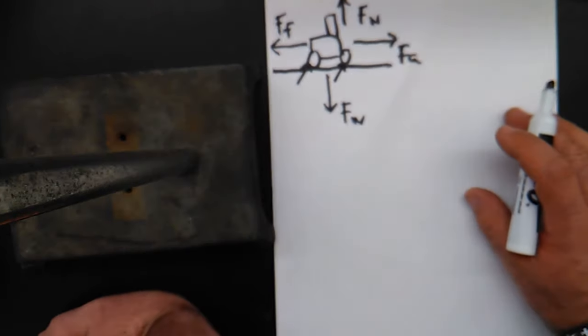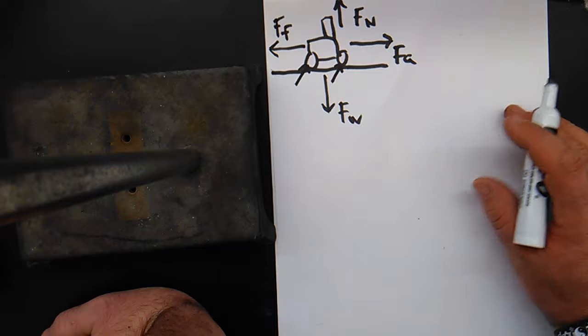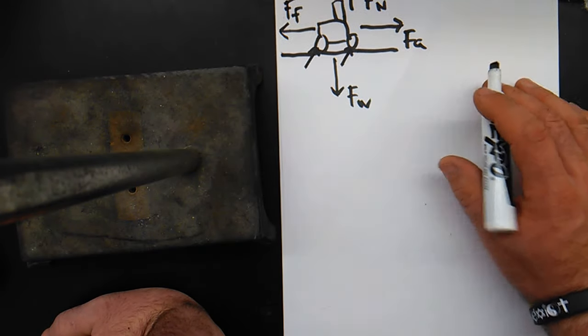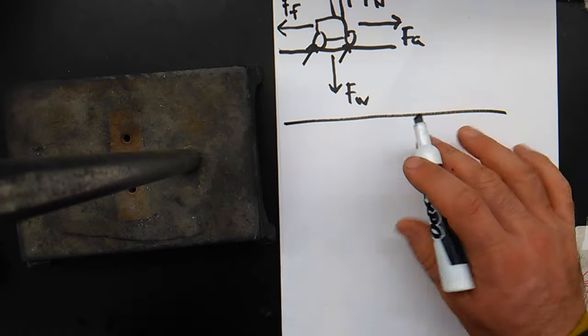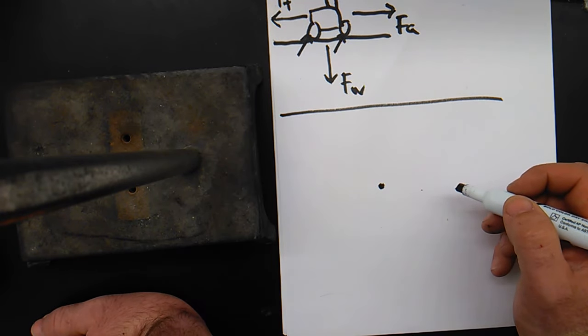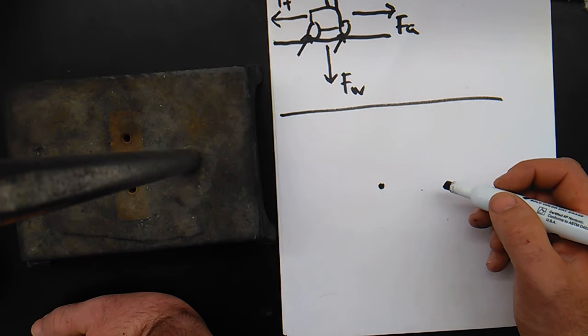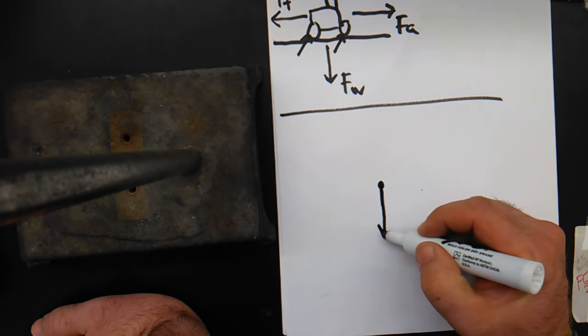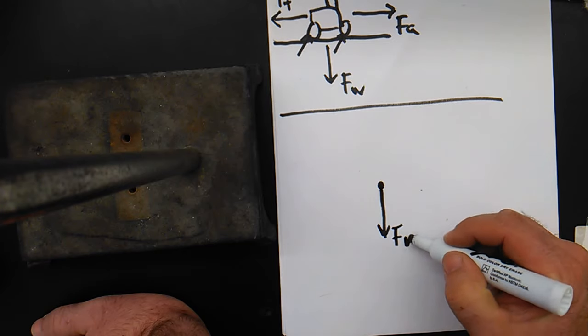So rather than drawing a picture of the car, what we do for a free body diagram is we just draw it as, I'll do it underneath, a dot. The car is a dot. And all you're going to do is draw the forces acting on the object. So, for instance, this is the car. This is the force of weight.